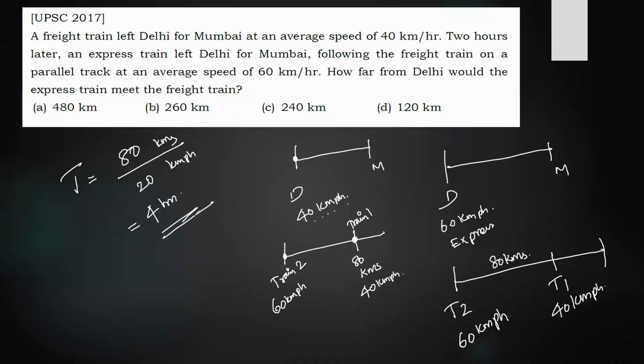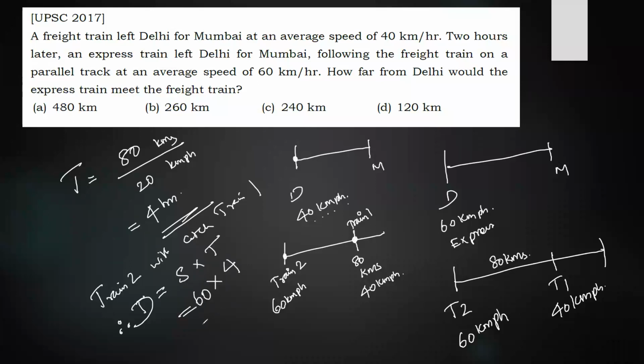This is 60 kilometer per hour speed. This one is 40 kilometer per hour speed. So we need to find the time taken. The time taken is distance by speed, same direction, therefore subtracting. If divided, you get 4 hours, right? So within 4 hours, train 2 will catch train 1. Distance equal to speed into time. So time is 4 hours, train 2 speed is 60. So express train traveled 240 kilometer before it catches train 1.